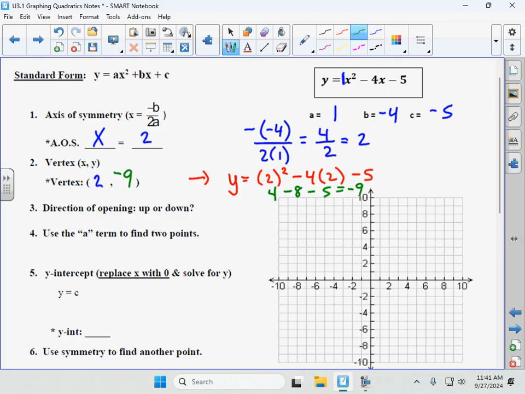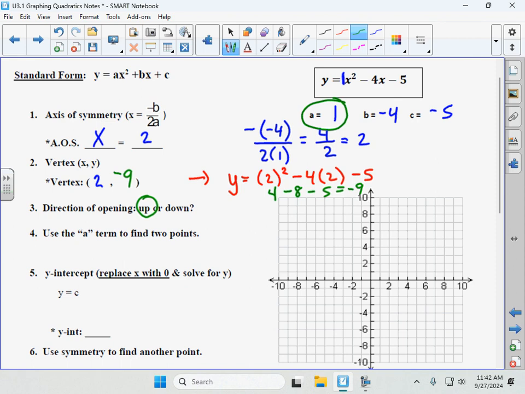So we have our axis of symmetry, x equals 2, and vertex 2, negative 9. Now, based off the a value, which is positive 1, we know that the graph is going to point up. If it was negative, it would do an x-axis reflection and it would point down.